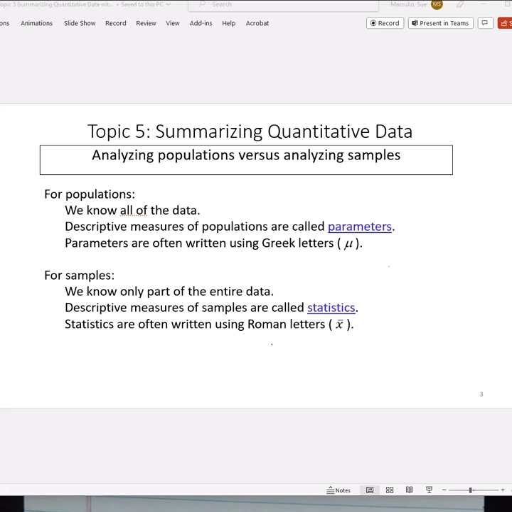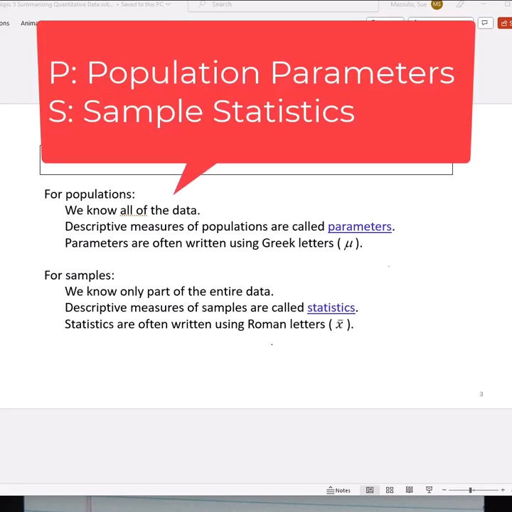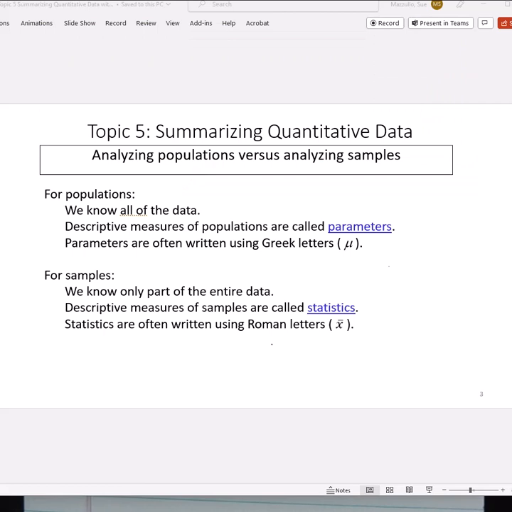For samples, we know only part of the entire data, in other words, subsets of the population. Those are descriptive measures of a sample, and they're going to be called statistics. Now, a sample, remember, is a subset of the population, so these are only estimates of the population. Statistics are often written using Roman letters.